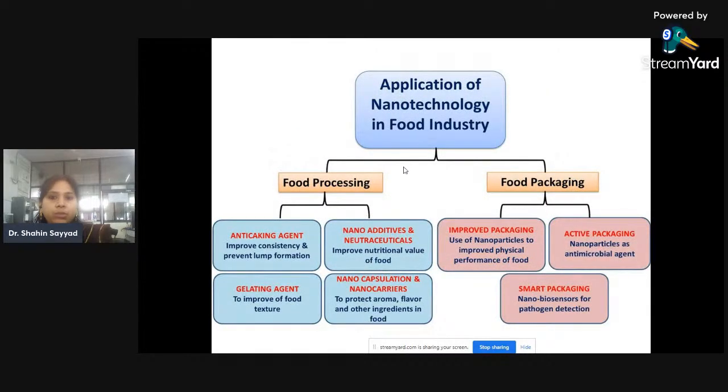The application of nanomaterial technology in the food industry is that it can be used as a gelating agent to improve the food texture. They can be used as an anti-caking agent to improve consistency and prevent lump formation. They can be used in food packaging or smart packaging, just like our wrappers, with a nanomaterial coating. There are also nano biosensors for pathogen detection. They can be used for active packaging, with nanoparticles as antimicrobial agents, and it improves the packaging to improve the physical performance of the food.